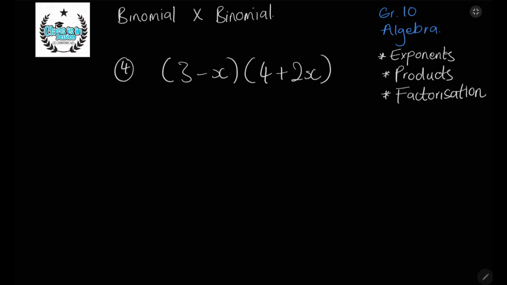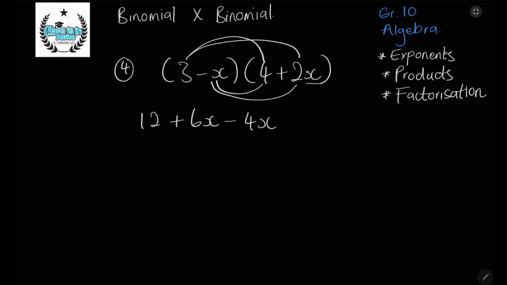Now let's try an example that has variables in the second position. 3 minus x times 4 plus 2x. We start with 3 times 4, which is 12. Then 3 times 2x, we'll say 3 times 2, which is 6. Let's account for a variable. We have x. The negative x times 4, this should give you negative 4x. The negative x times 2x, this is basically negative 1 times 2, which is negative 2. Let's account for x. We have x times x, which is x squared.